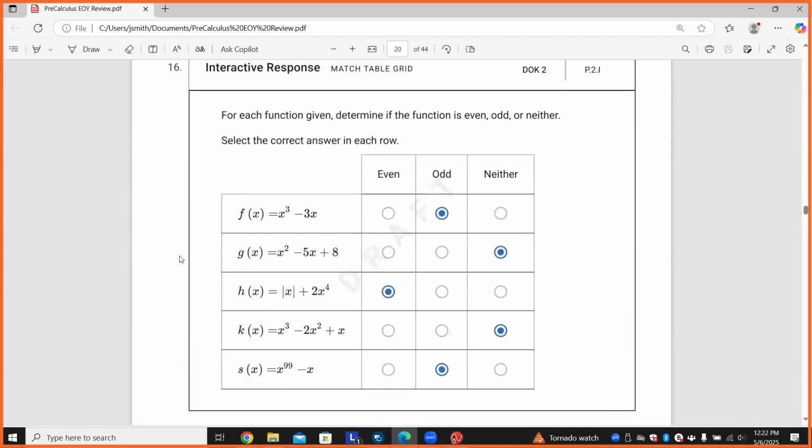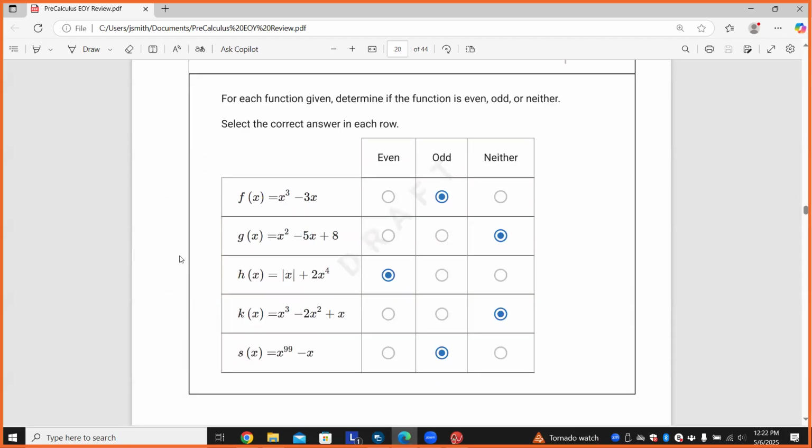All right, number 16. It's just asking which ones are even and odd. There is a whole process of knowing if something's even or odd. I can literally plug in a value, see if I get the same function or see if I get the opposite sign. When dealing with polynomial functions, it's super easy. If they're all even exponents, it's an even function. If they're all odd, it's an odd function. If they're a mixture of both, then it's neither.